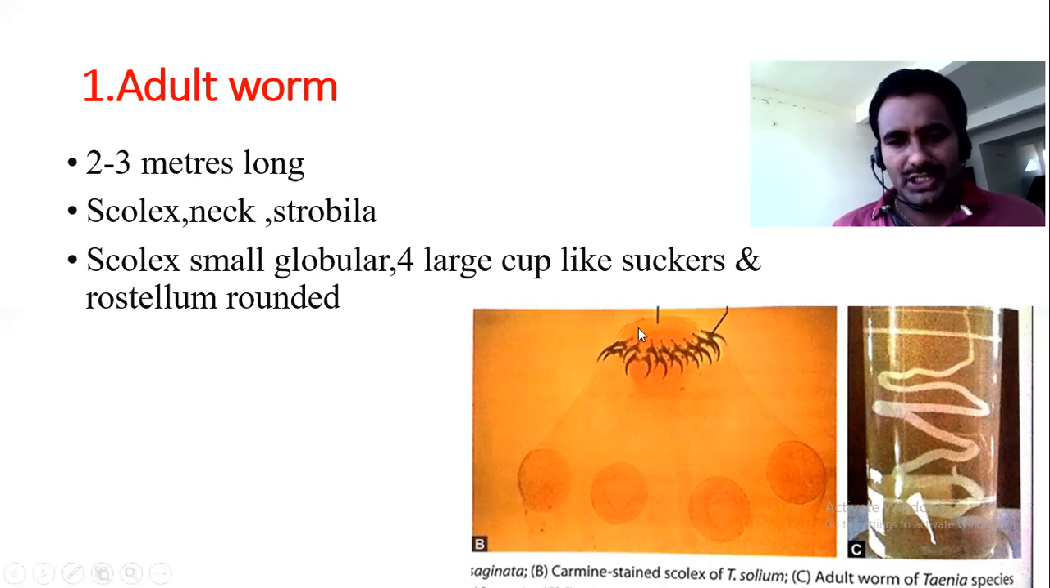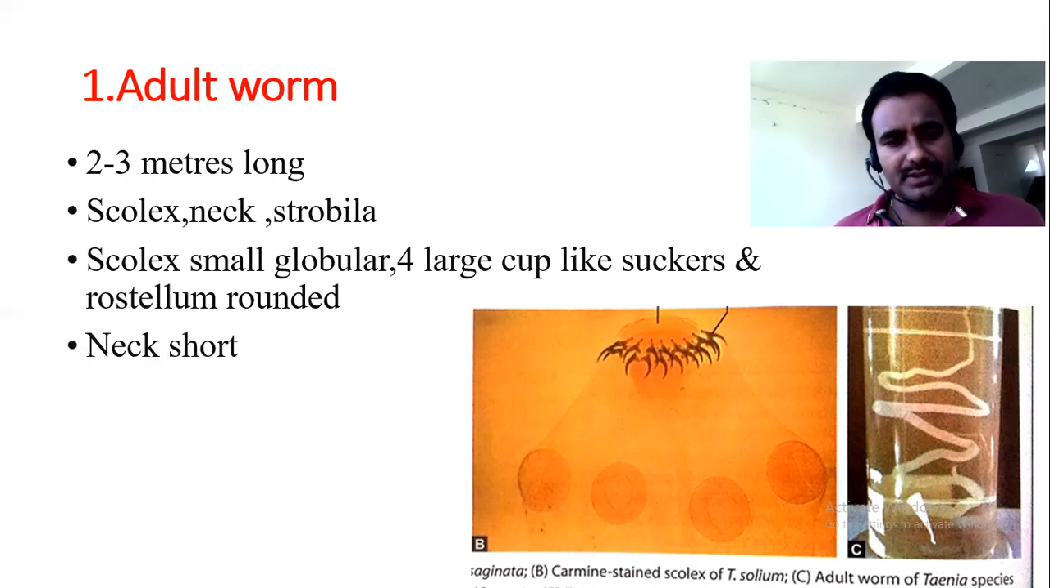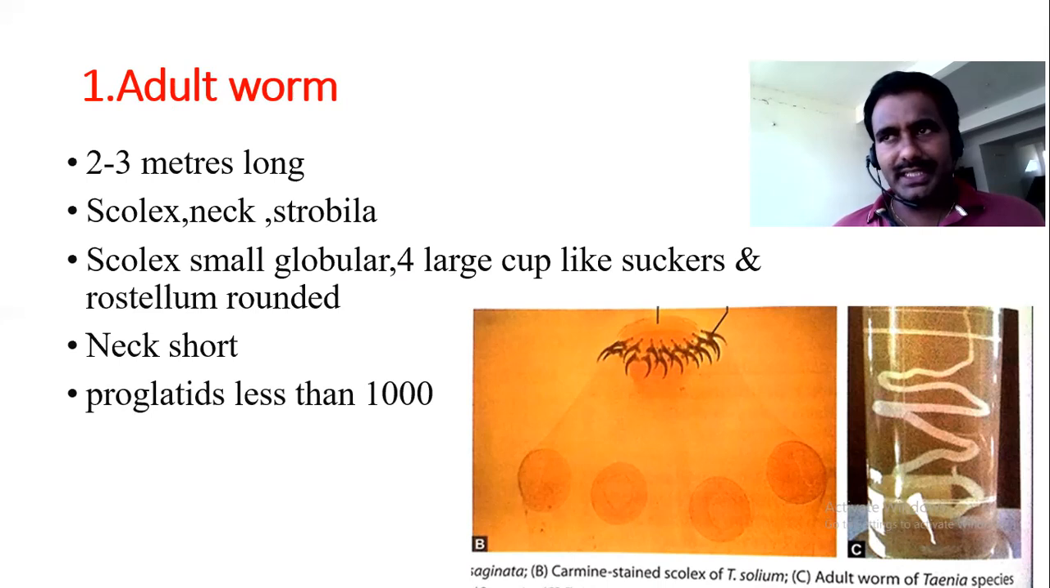Here 2 rows of hooklets will be there, in the upper and the lower portion. Because the hooklets are present in the Taenia solium, it is named the armed tapeworm, whereas Saginata is an unarmed tapeworm. There are no rows of hooklets in Taenia saginata. Next, it has a short neck. Proglottids will be less than 1000, whereas Taenia saginata has 1000 to 2000.